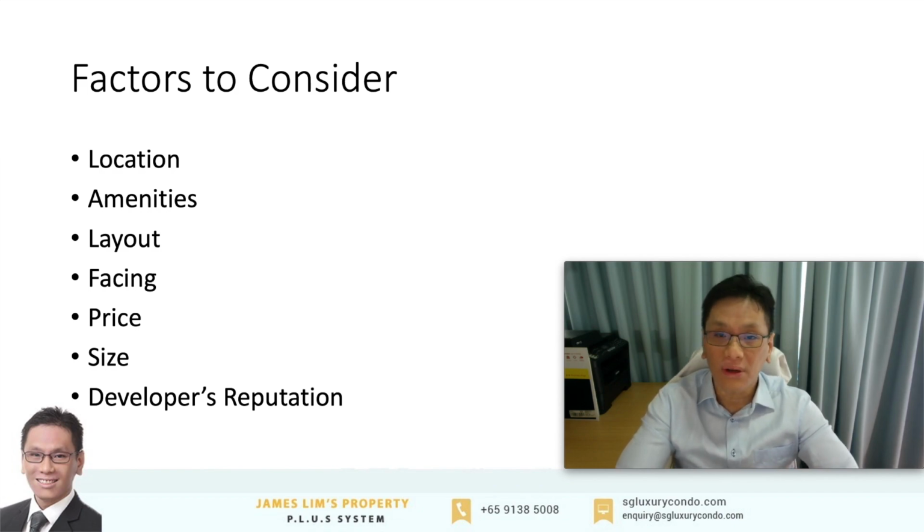Lastly, developer reputation, and I feel that this is something very important for me personally when I bought my first home. I feel that developer reputation is very important because the quality of finishing and the aesthetic of how the condo looks 10 years down the road when you intend to sell is very important.